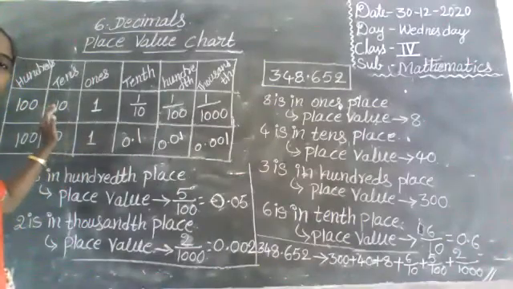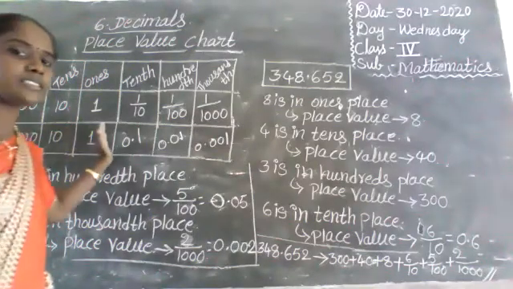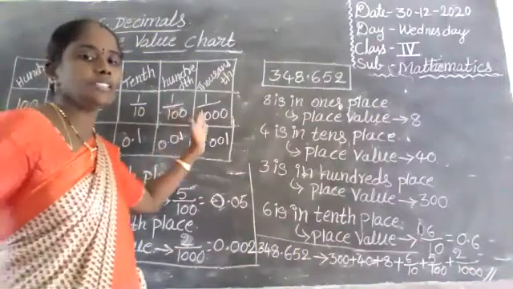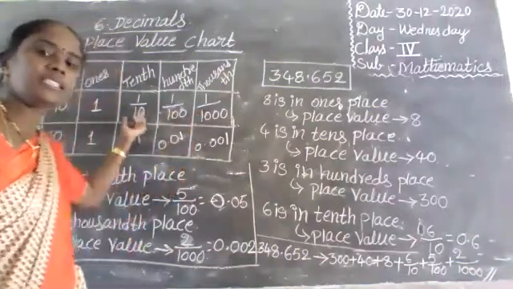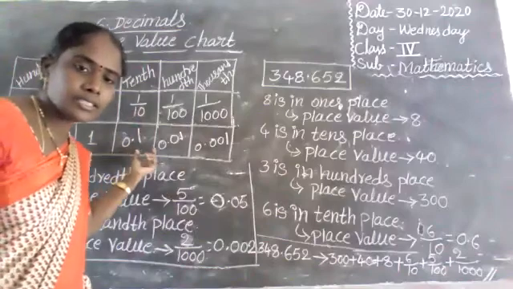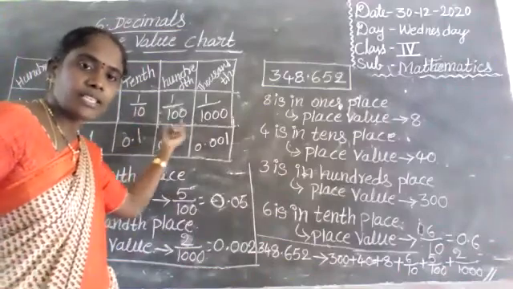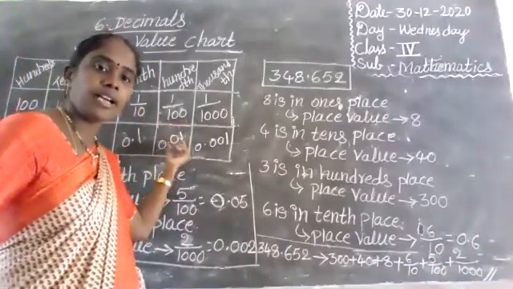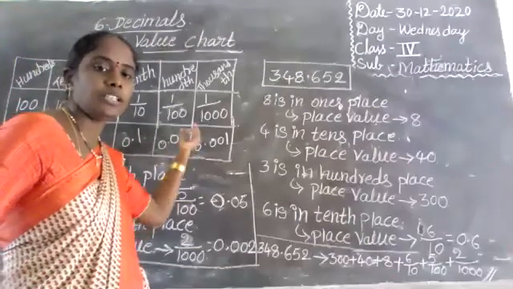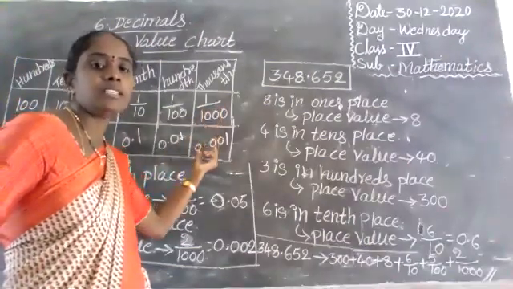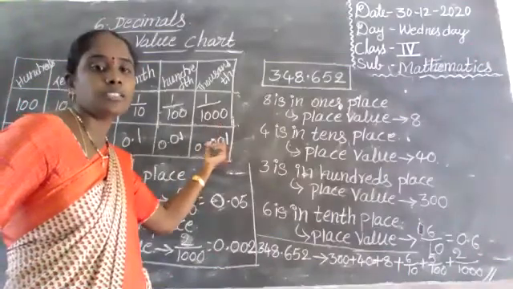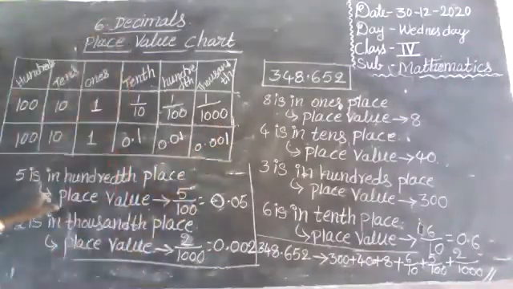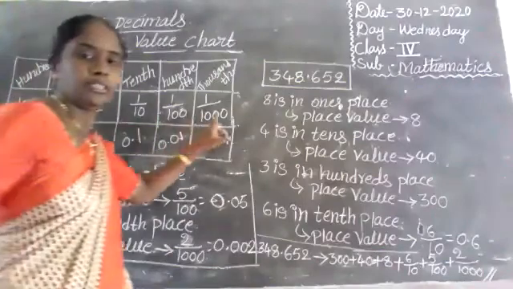Place value chart: ones, tens, hundreds. Next tenths, hundredths, thousandths. The tenth is 1 by 10, that is 0.1. Next, 1 by 100 is the hundredth, 0.01. Next, 1 by 1000 is 0.001, the thousandth.